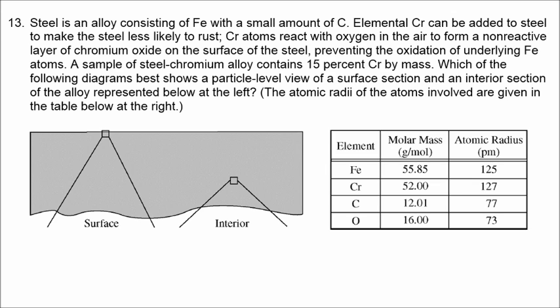Number 13, steel is an alloy consisting of iron with a small amount of carbon. Elemental chromium can be added to steel to make the steel less likely to rust. Chromium atoms react with oxygen in the air to form a non-reactive layer of chromium oxide on the surface of the steel. So we have a picture at the surface and a picture at the interior of this alloy. Remember, we're looking for a layer of chromium oxide on the surface, and we don't want to see any oxidation of the iron in the interior portion.